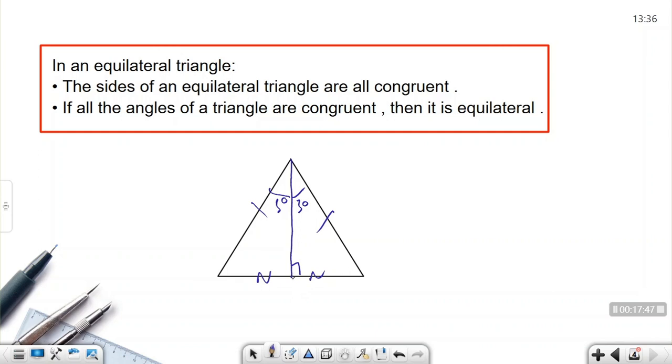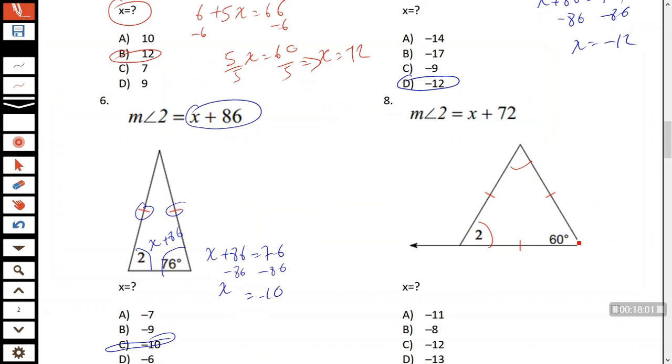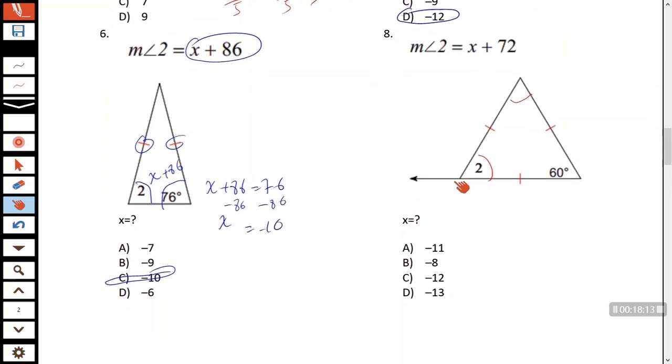For any vertex, if you draw an altitude, median or angle bisector, the angle bisector, altitude and median will be the same line. So that's all about the equilateral triangle. Let's continue the solution of the question. Okay, that's an equilateral triangle. We were talking about this question and we stopped here, so let's continue.